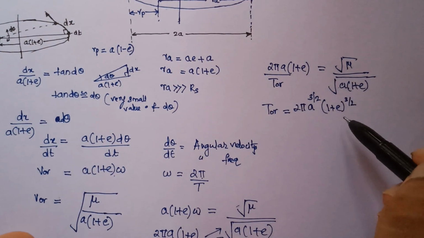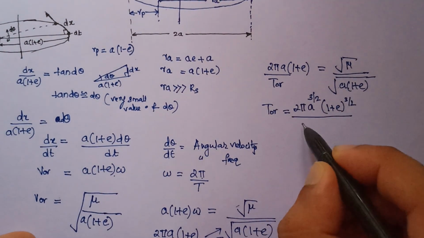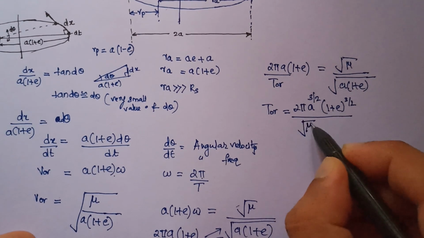So this is 1 plus e to the power of 3 by 2. This is basic math again. So divide by root of mu.